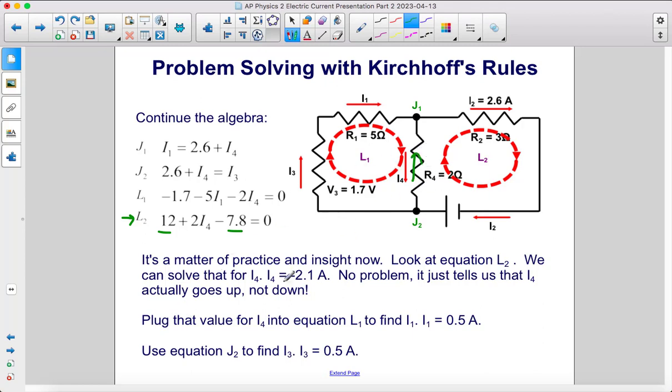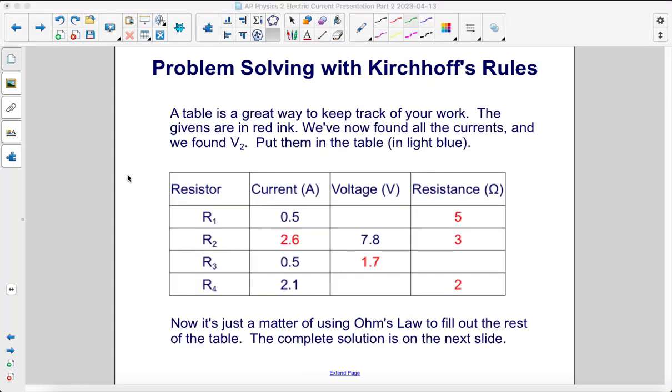If we plug that value into equation L1, we can find I1, because then we have all numbers and just one unknown, and it becomes 0.5 amps. We can then use this equation to find I3, which is also 0.5 amps. And that makes sense because they're in the same branch right here, so you should get the same current for I3 and I1.